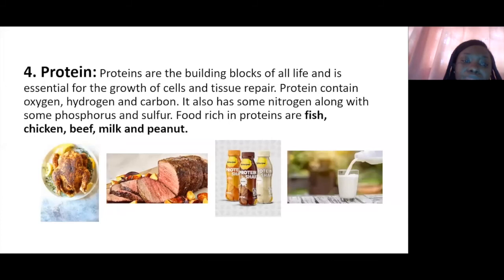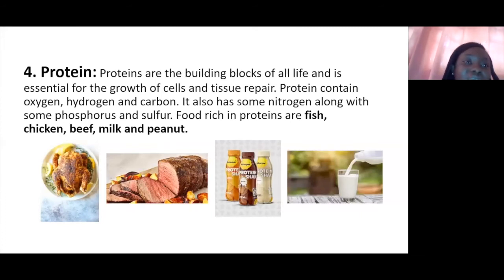Okay, good. So we also said that we usually find proteins in meat products and in dairy products, right? So our chicken, our beef, our pork, our fish. It isn't mentioned there, but very important, our fish and all those other good stuff. Our milk, yes, good.